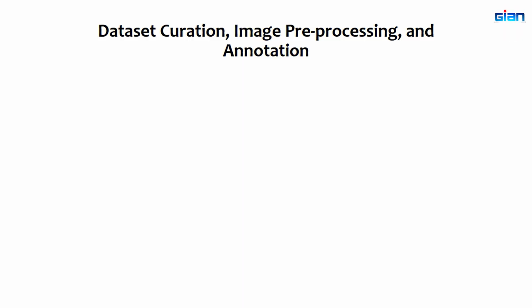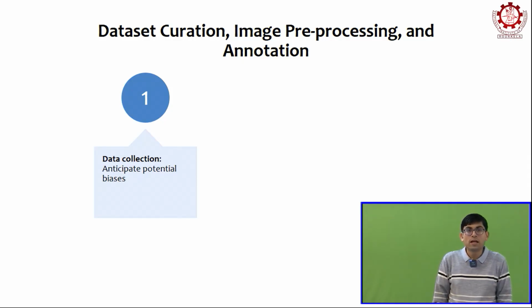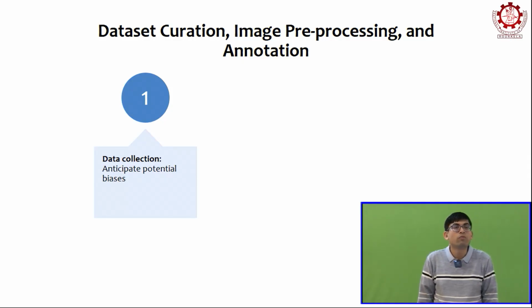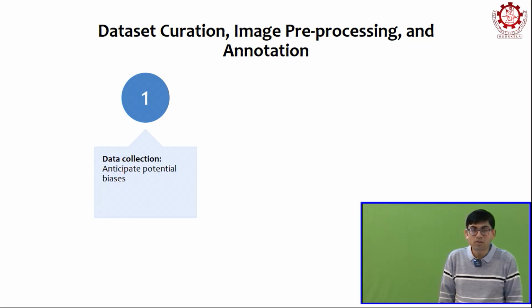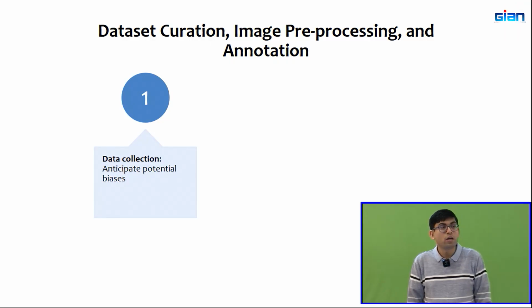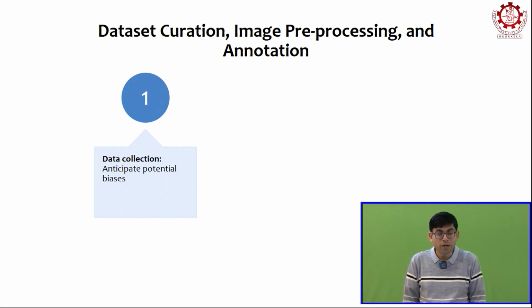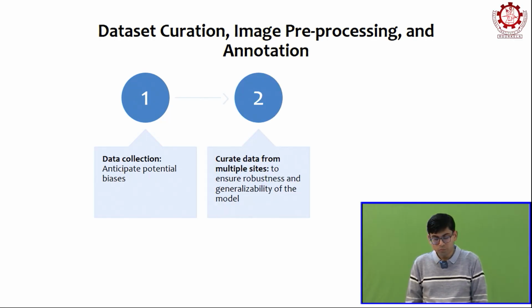So dataset curation, image pre-processing, and annotation. We covered a little bit on that. When you collect your dataset, you need to anticipate potential biases, and we covered how different demographics, different population settings, can have slightly different image presentations, which means that when you collect the data, you need to have as much heterogeneity as possible.